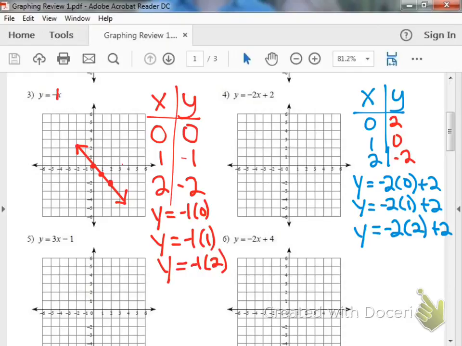So 0, 2. So side to side 0, up 2. Right 1, stay right there. Right 2, down 2. Connect those. Arrows on the end. Good to go.